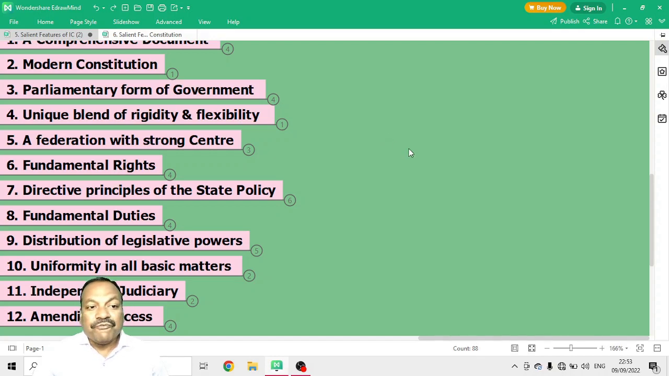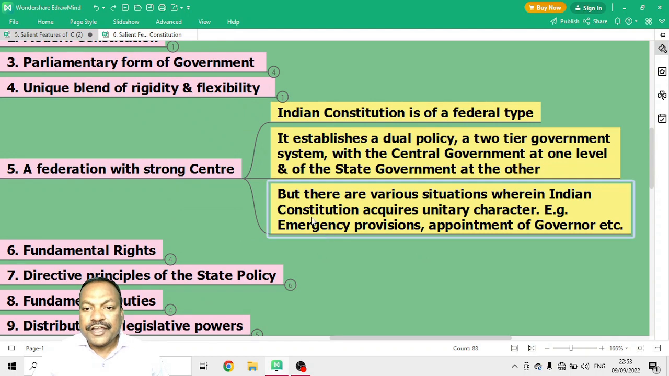Now the fifth one is a federation with a strong center. The Indian constitution looks like a federal type. It establishes a dual polity, a two-tier government system with the central government at one level and the state government at the other level. But there are various situations wherein the Indian constitution acquires a unitary character. For example, emergency provisions are there, appointment of governor, etc. is there, and that is why we can say that our Indian constitution looks like a federation with a strong center.